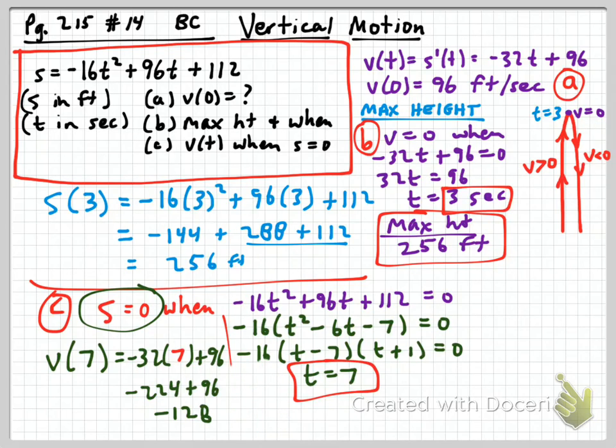Well, why is it negative? Well, it's because it's coming down. And that would be feet per second. Okay? So negative 128 feet per second. And that is it for that problem. And let's take a look at number, whatever we have next.